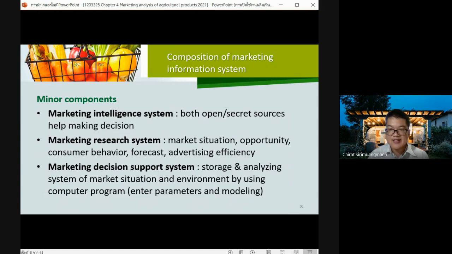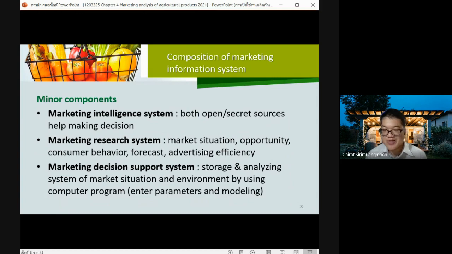And the last subunit is the marketing decision support system. The name sounds not quite linked. It's actually the support system for making decisions, but actually this one is the system that stores and analyzes the market situation and environment. So this is the system where you use some information from the third one, then you use a computer program to predict.